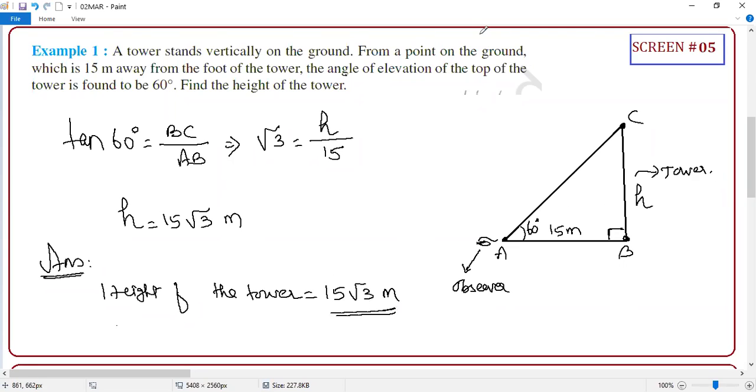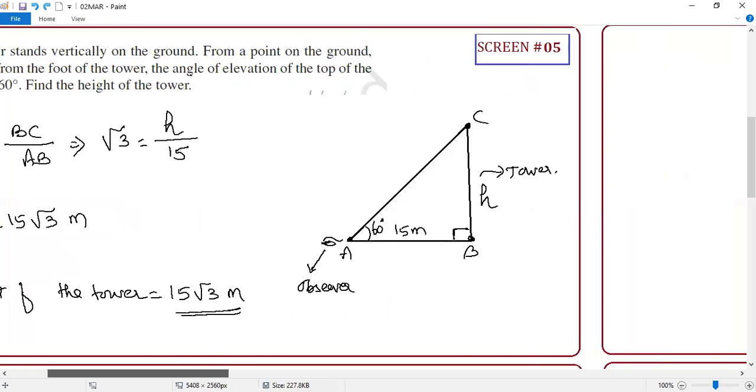Any doubts on this question? Any doubt? Vejeshwar, Priya? No doubt, sir. Angle of elevation means up, right? I didn't get what? Angle of elevation means up. Yes, angle of elevation means the object is above the horizontal level. Okay. Right?